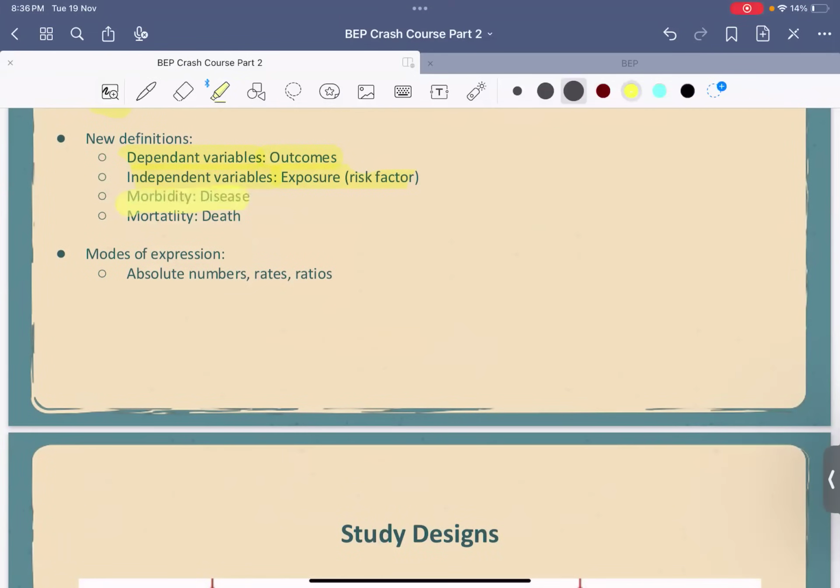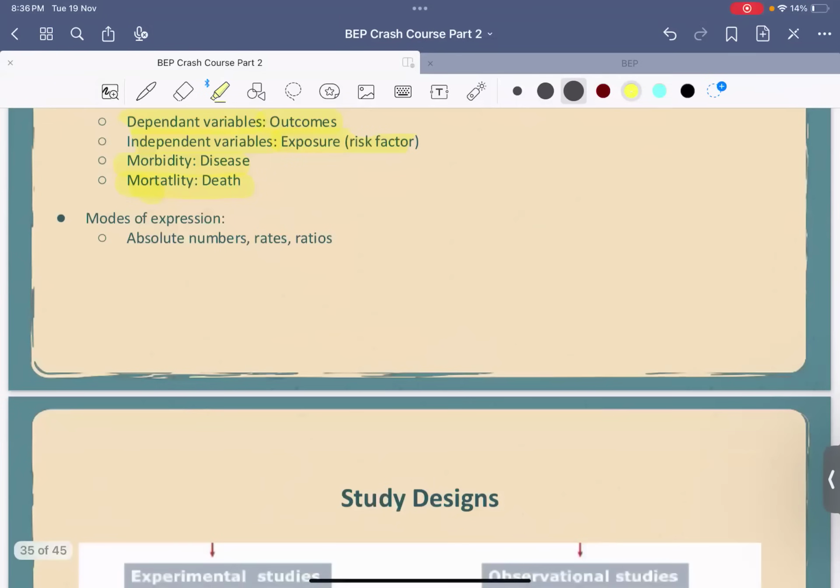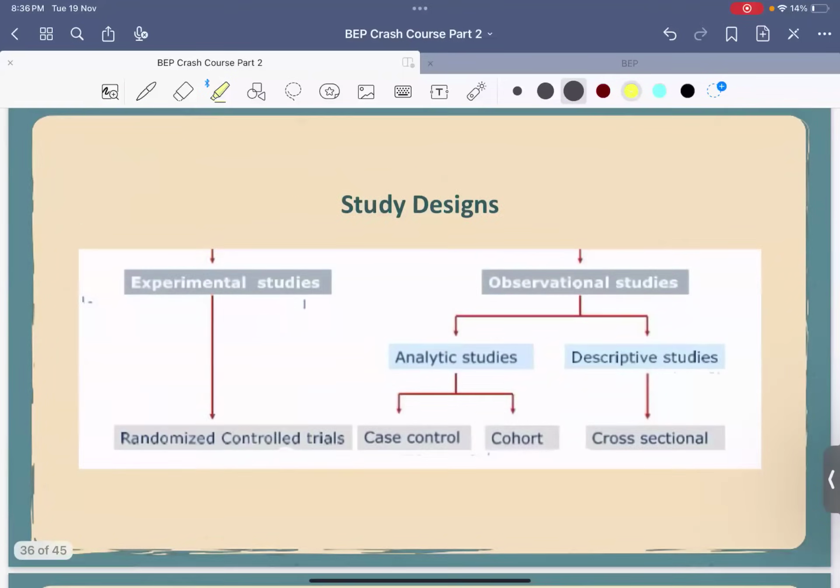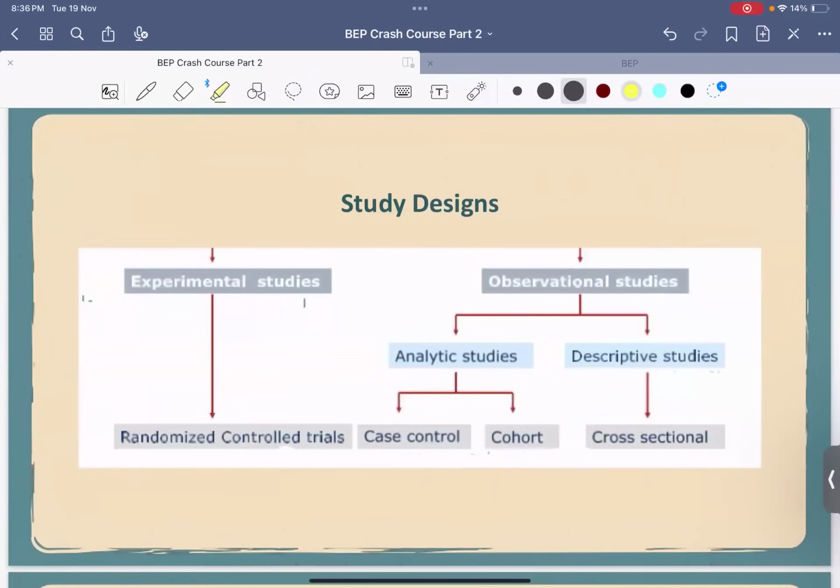Now, morbidity is disease, mortality is death. Modes of expression: we can use absolute numbers, rates, or ratios. That's pretty much it. Okay, study designs, very, very important, guys. We have two main types, which are experimental studies and observational studies.